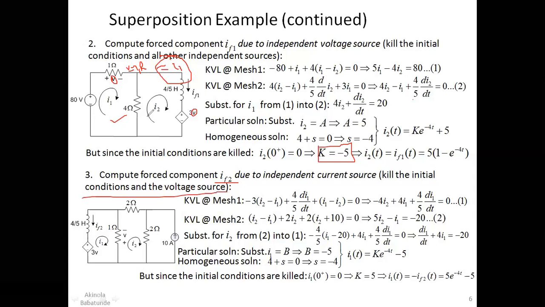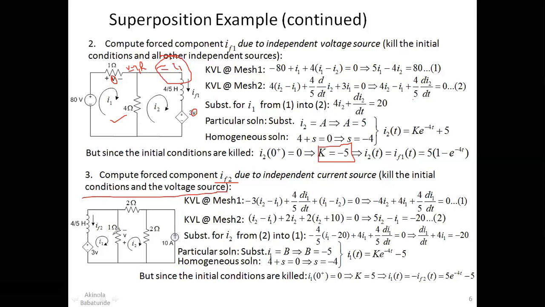So if you do that from the main circuit, the only thing you won't see here is the voltage source, we will take it away. So you have our current source here, you have our 2 ohms here, you have 2 ohms here. So you create 2 loops. So you have a loop here and then you have another loop here.